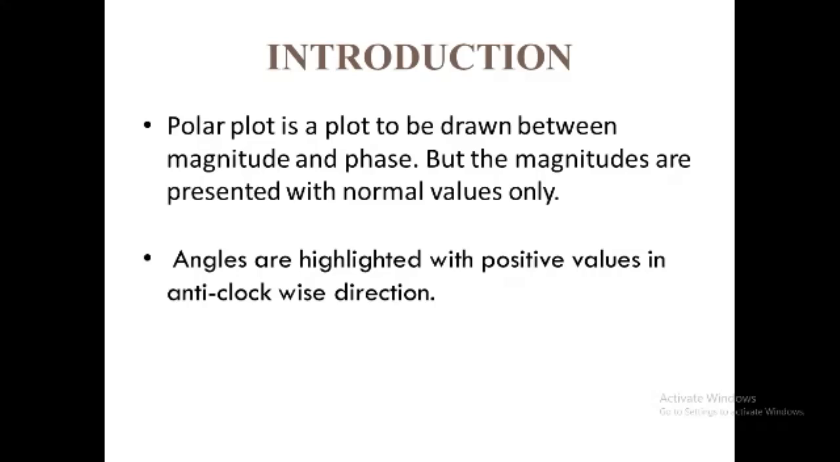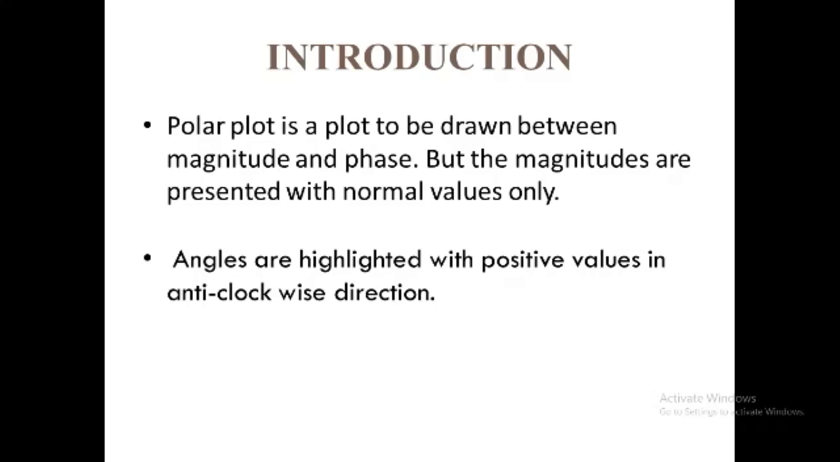It is basically a plot which can be plotted between the magnitude and phase of a particular wave, but these magnitudes are presented with the normal values. The polar plot is a plot which can be drawn between the magnitude and phase angle of G(jω)H(jω), by varying ω from 0 to infinity. And the polar graph sheet is described here in the mentioned images.